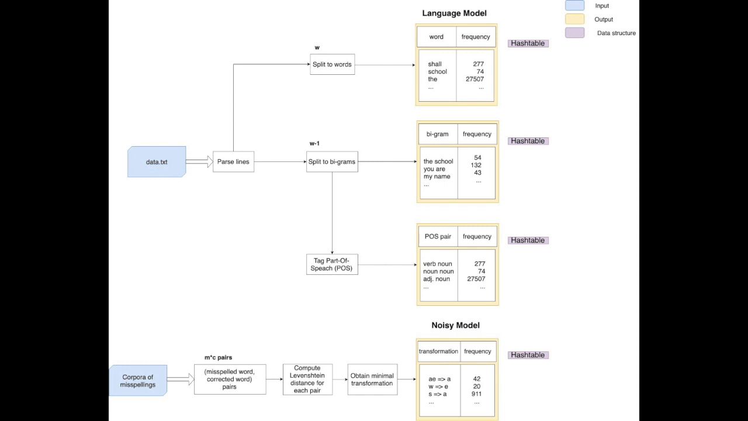First, we build the language model from the crawled data. The crawled data file is read and parsed into lines, and each line is split into unigrams and bigrams. Each bigram is also tagged using OpenNLP tools to obtain the POS. The unigrams and bigrams and POS pairs are all stored in their respective hash tables. In the end, our language model consists of hash tables that store the frequency of the unigrams, bigrams, and POS pairs seen in the data.